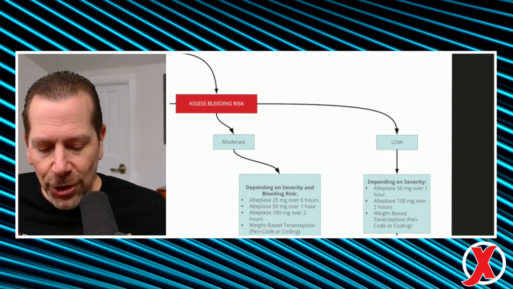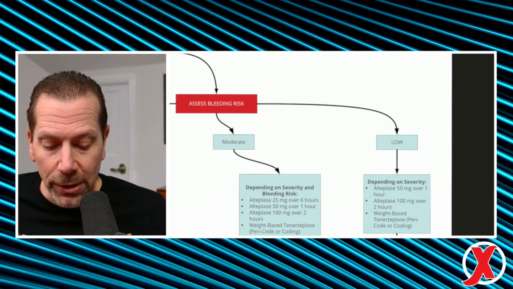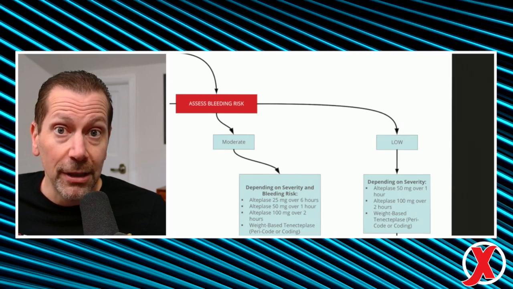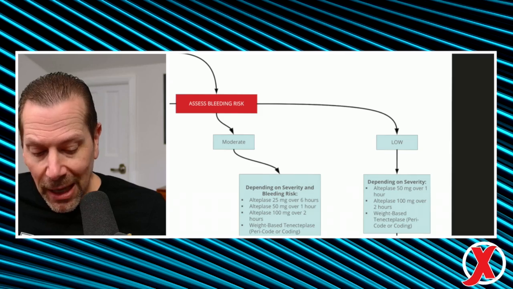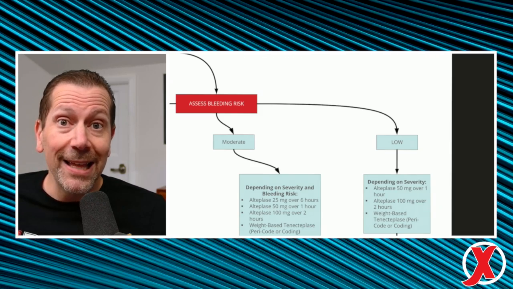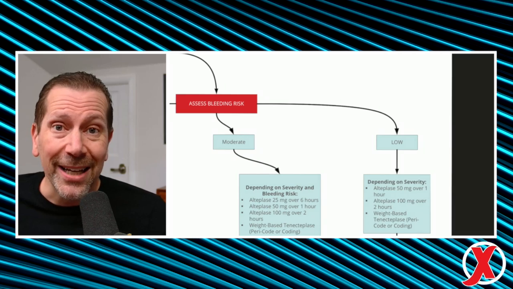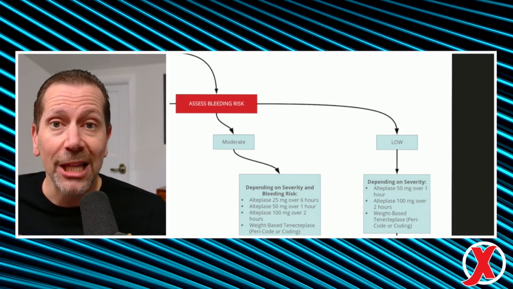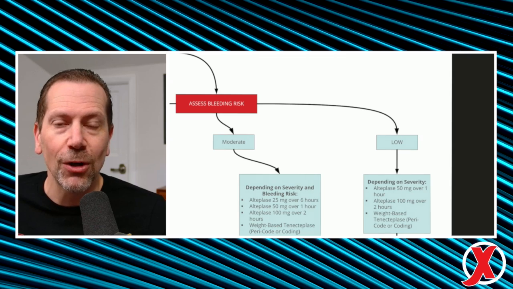But you have the choices of the Moffitt dose, 50 over 1 to 2 hours. You could give them full dose. I don't think you should unless they're really peri-code. You could give weight-based Tenecteplase if they're peri-code. But if they're in this not so sick massive category, you could also give them the 25 over 6, because remember, that's what the Aiken trial actually dealt with.